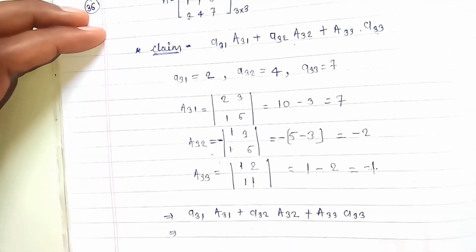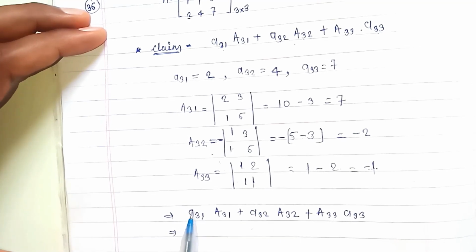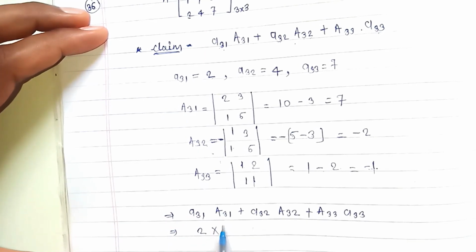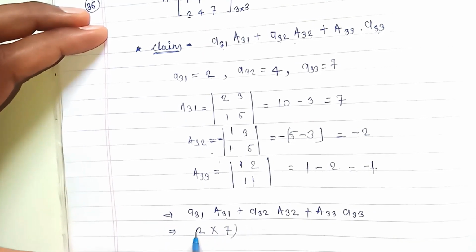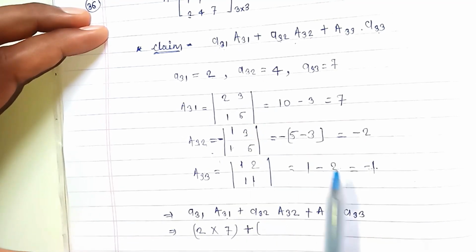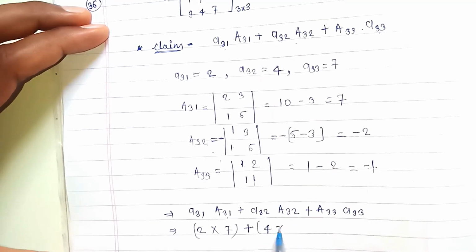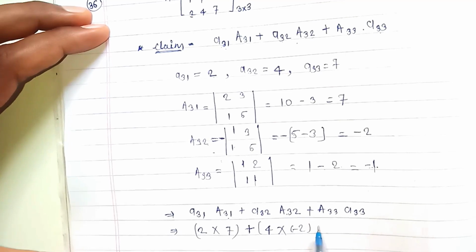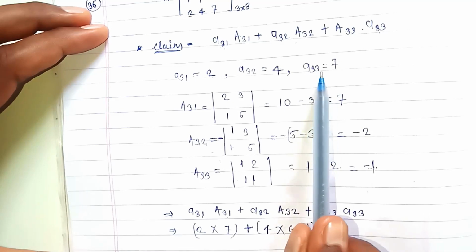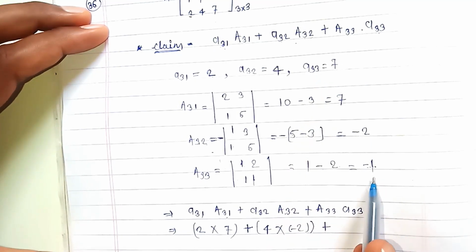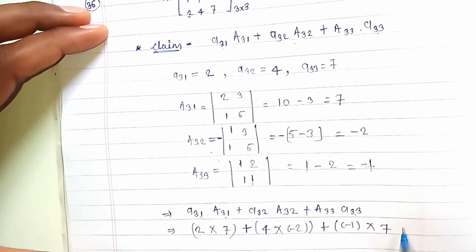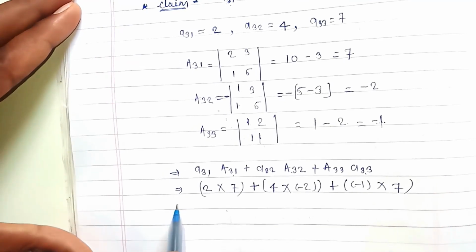So now the leftover part is to substitute the values in our equation. What is the value for A31? Small a31 is 2, multiplied by capital A31, which is 7. Make the bracket, so you will get the correct answer. Again, small a32 gives us a 4, multiplied by capital A32, which is a negative of 2. Again bracket complete. Small a33 is a 7, and capital A33 is a negative of 1. So just find the multiplication and we'll get the required answer.